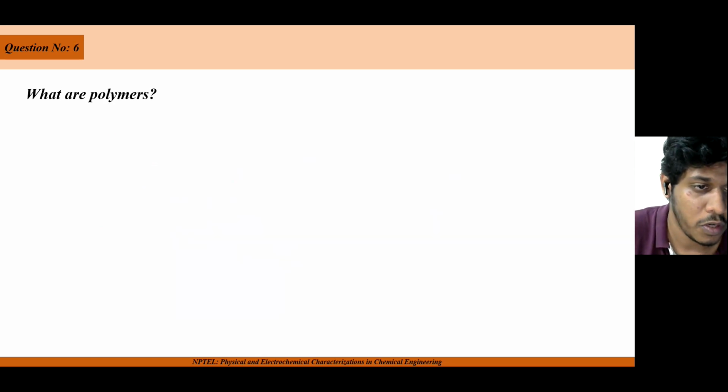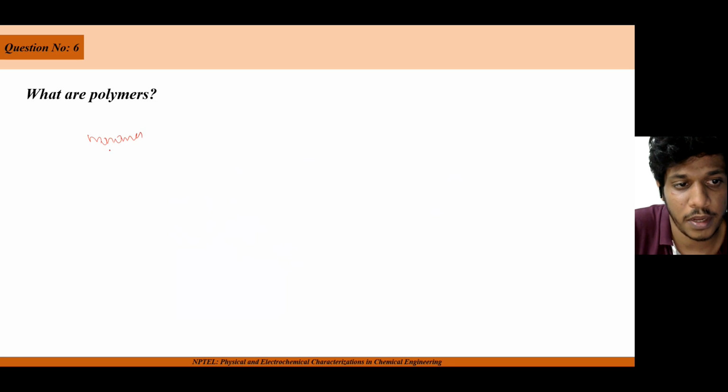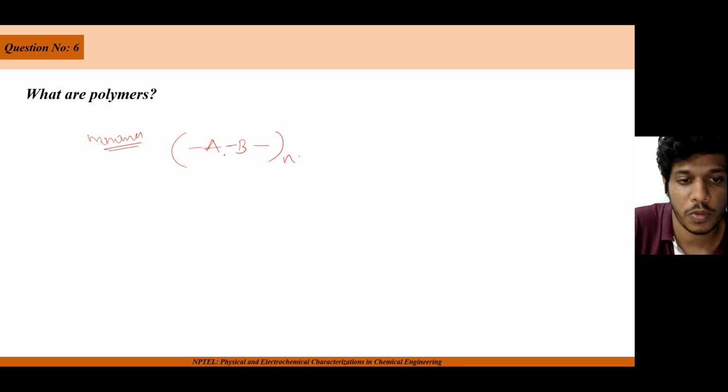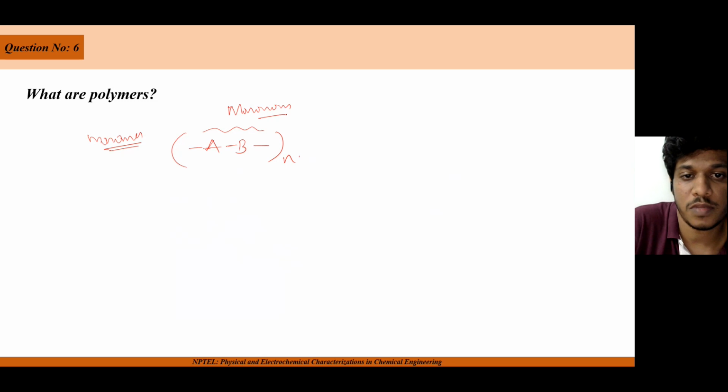Now polymers. A polymer is an arrangement of monomers. A monomer is a chemical compound, say A, B. If this is arranged n times, in a regular or continuous arrangement of this monomer, then when the monomer is connected n number of times, it forms a polymer.